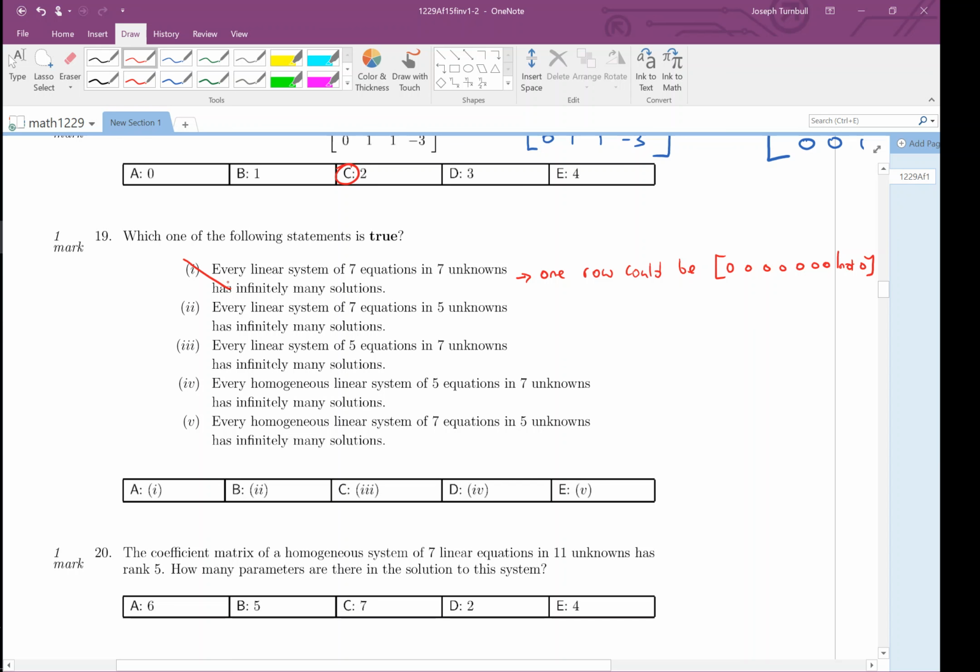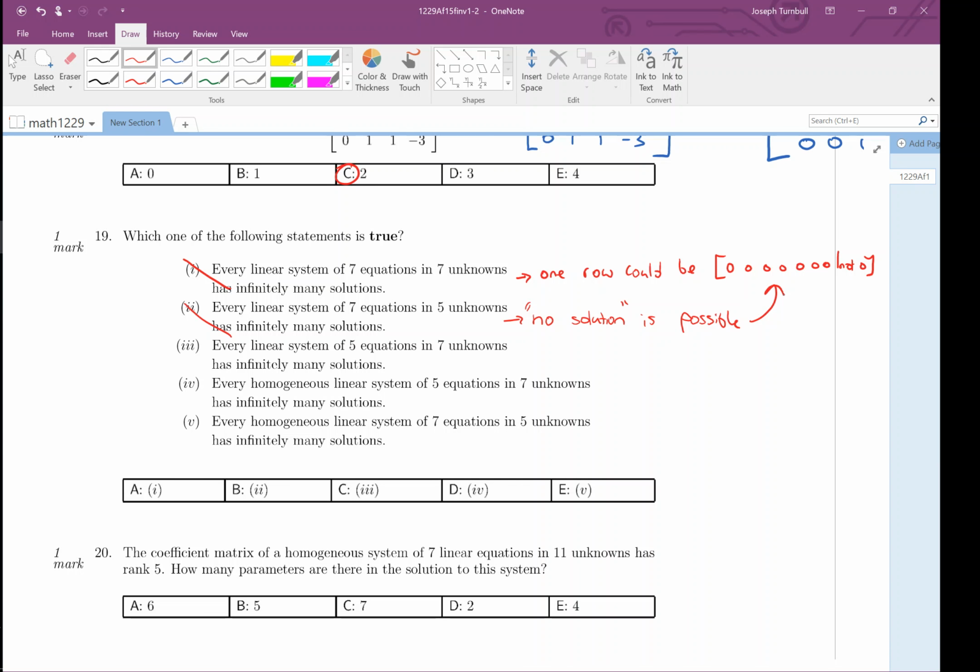That can't be true. Option 2, every linear system of 7 equations and 5 unknowns has infinitely many solutions. It's the same. It also can't be true because it could be no solution. Same thing. If you get one of those equations, it could be 0, 0, 0, not 0.